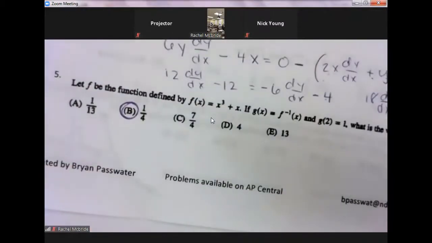So again, it says if g of x equals f inverse of x and g of 2 equals 1, what is the value of g prime of 2? So that's that idea where you had to take g prime, or g inverse, which was really like f inverse, and find 1 over f prime of the x value. So you would have found the derivative of f of x and then put 1 over f prime of x, and you're plugging in the x value.